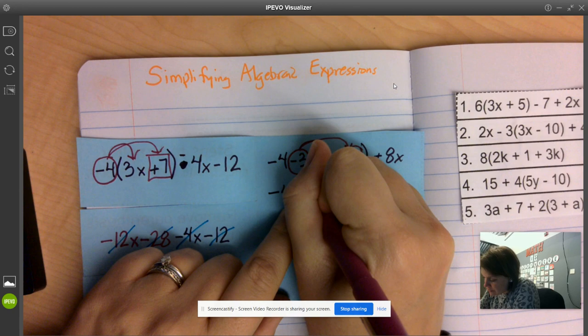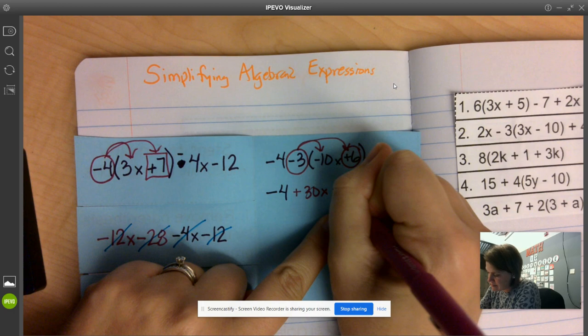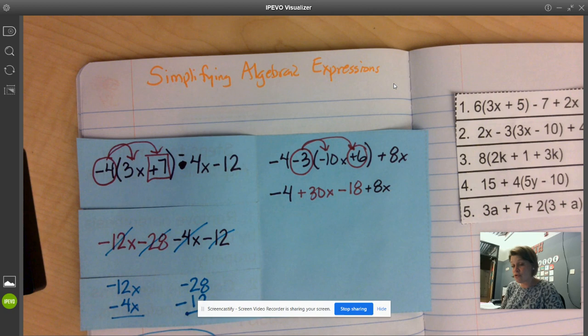All right? Now I'm going to distribute to this second one. Negative times a positive is a negative. 3 times 6 is 18. And I'm done with that. But then I have this additional positive 8x that I'm bringing there. Okay, so I have done the distributive property now, so I can check that off. Now I'm going to combine my like terms.